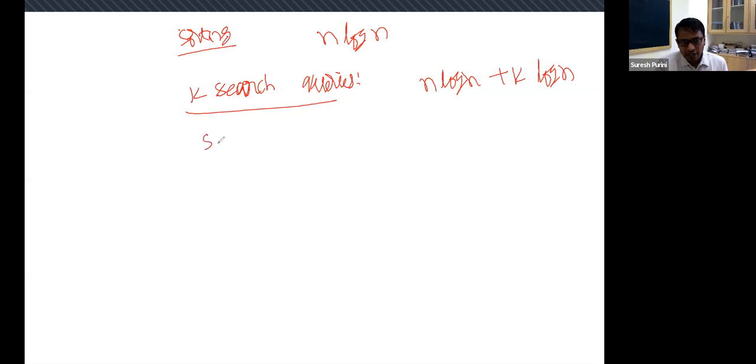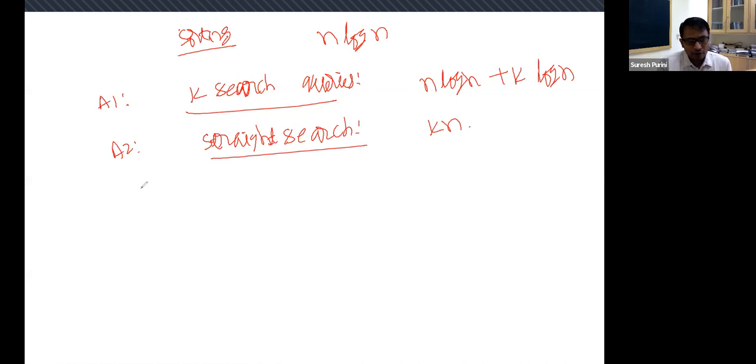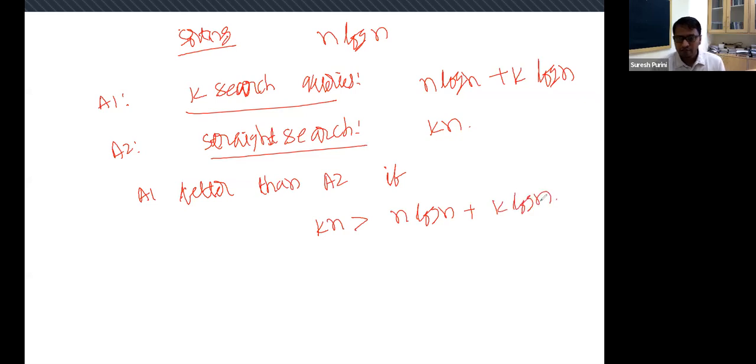But if you do straight search, what is the time complexity? K times n. So this is approach 1 and this is approach 2. So when is approach 1 better than approach 2, if kn is greater than n log n plus k log n? Yes or no?